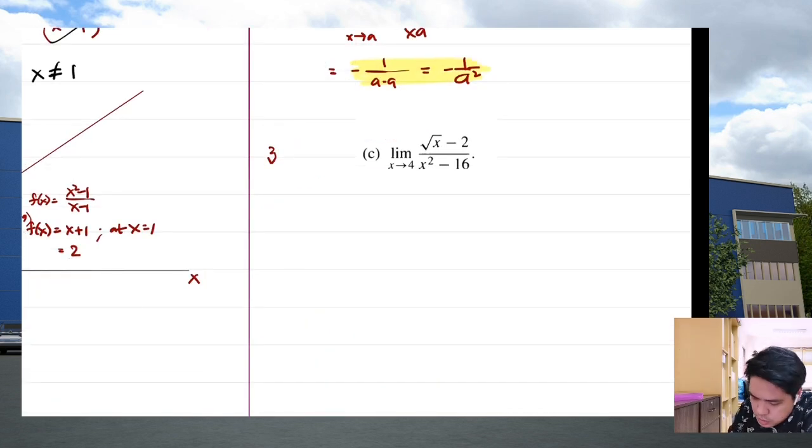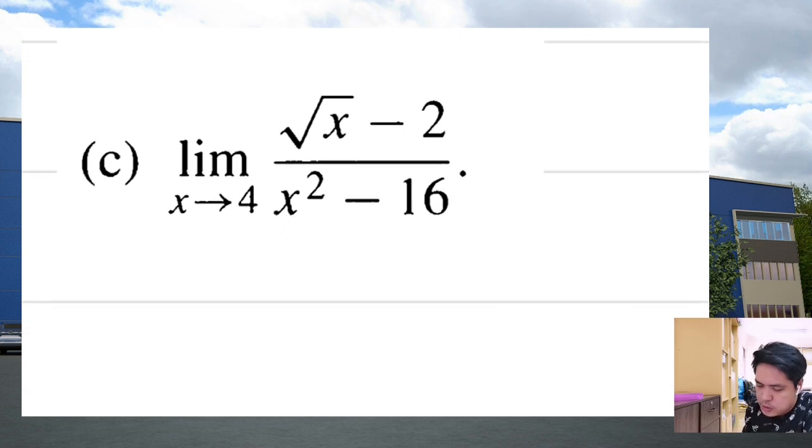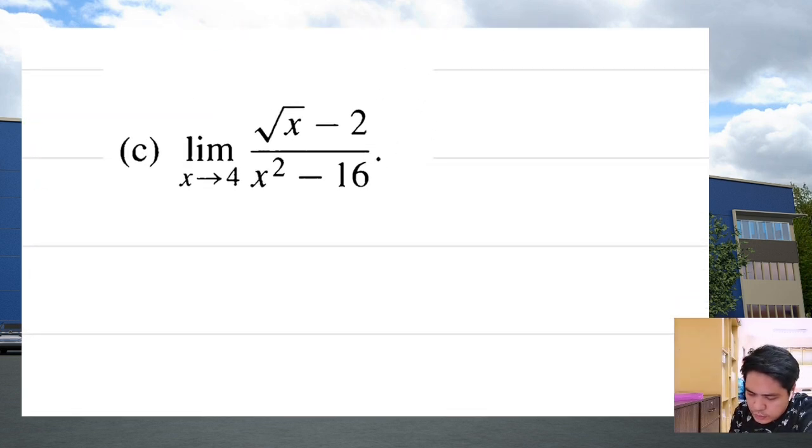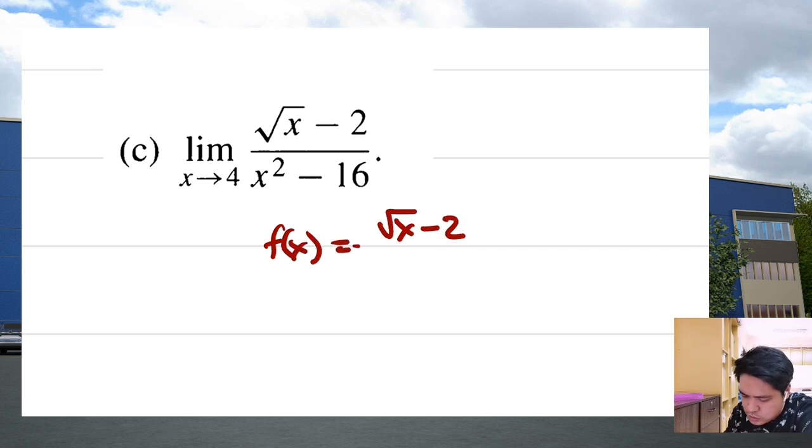So let's answer 3.1c, which is this: the limit of square root of x minus 2 over x squared minus 16 as x approaches 4. Again, if we define the function f of x equal to square root of x minus 2 over x squared minus 16, x cannot be equal to 4.